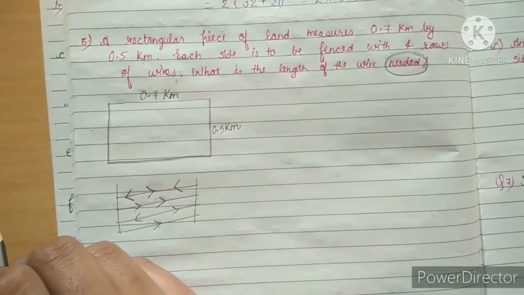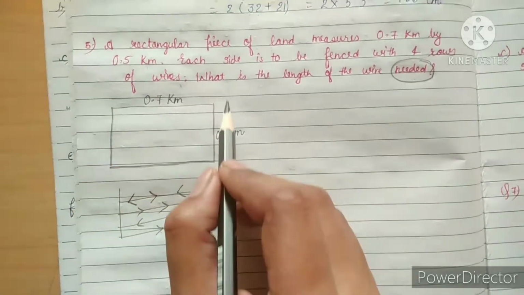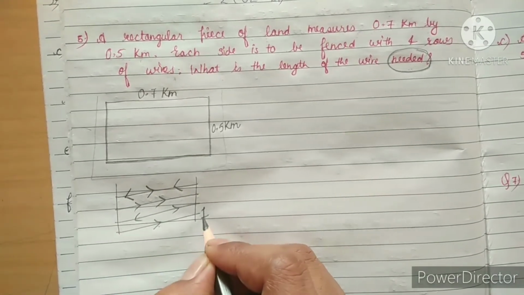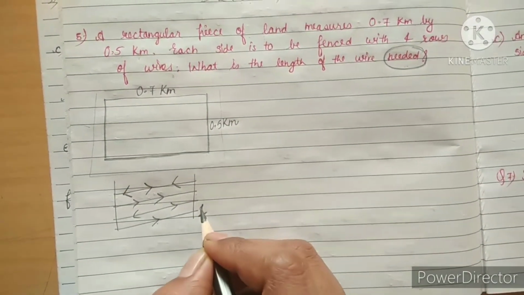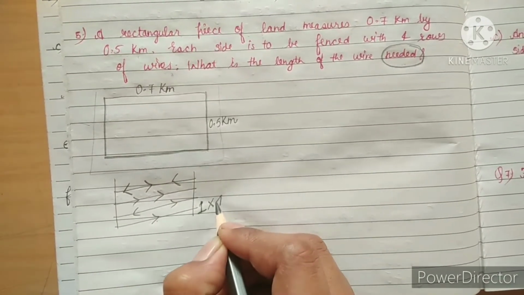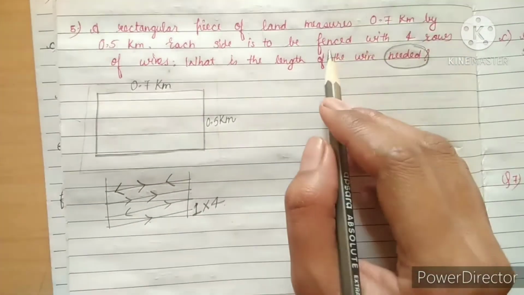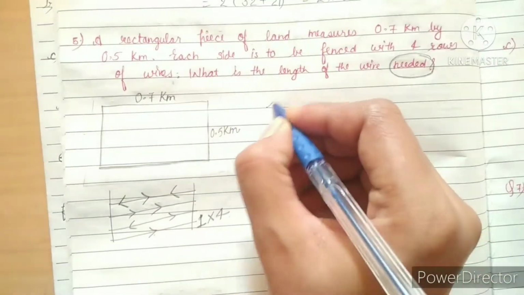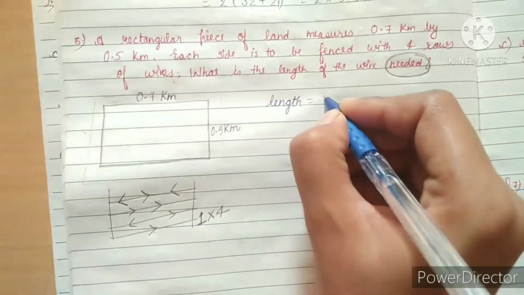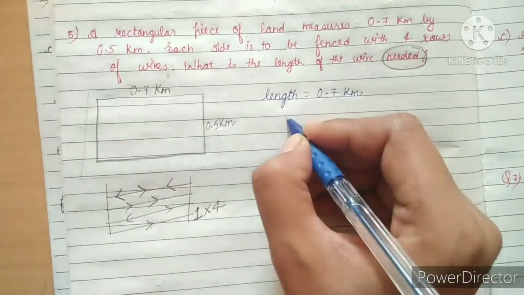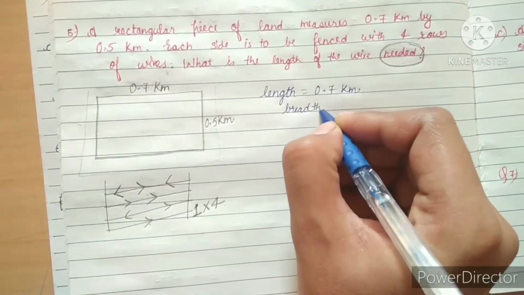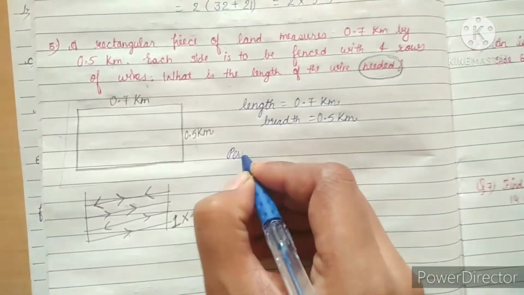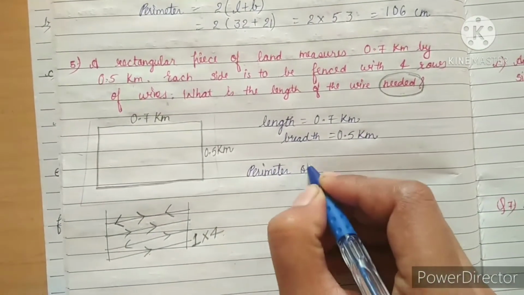So firstly, what will we take out? Firstly, we will take out the perimeter. This one-time perimeter will give us one time the need of wire. This one time need of wire we will multiply by 4, because we want the fencing with 4 rows. So for that, length is 0.7 kilometer and the breadth is 0.5 kilometer.